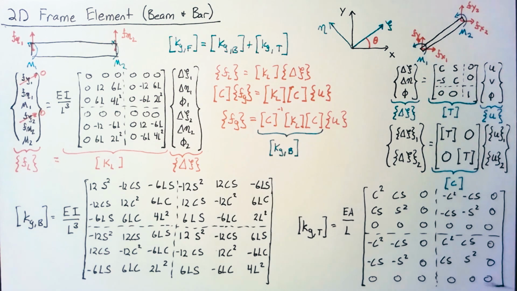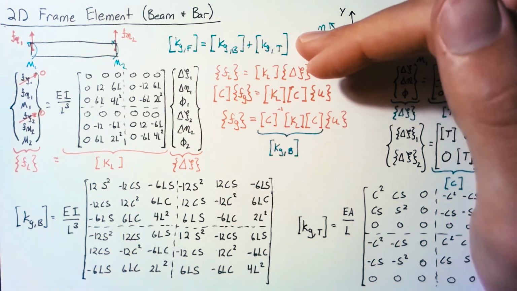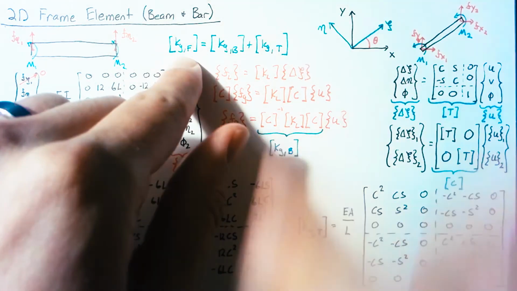And then once we calculate these two matrices, we simply add them together, and that accounts for everything we need for the full frame element.